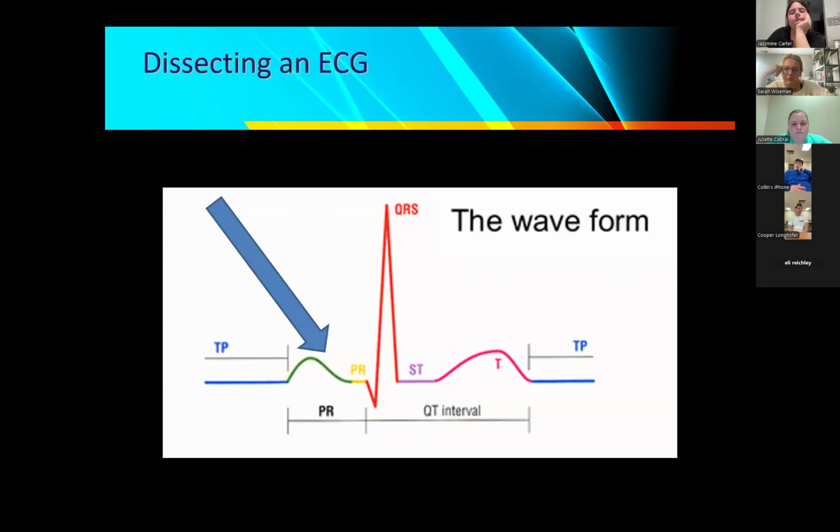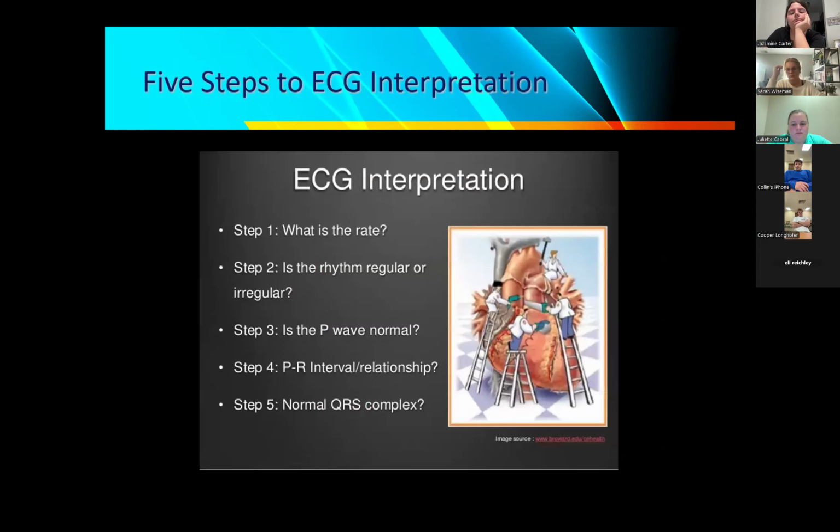So the first thing that we're going to do is identify, let me get over here to the steps, because we've covered all this already. First of all, we want to identify the rate. All right, Juliet, what's a normal heart rate? What's the normal heart rate? 60 to 100.